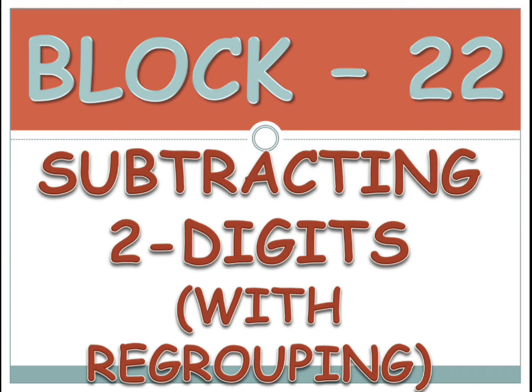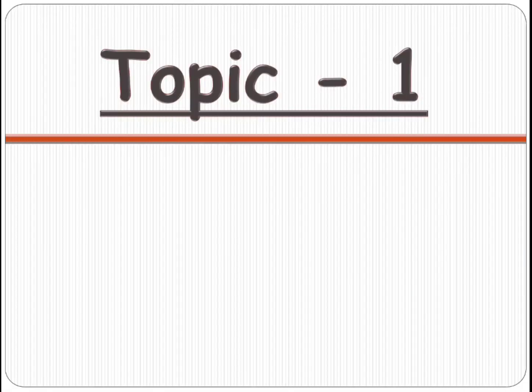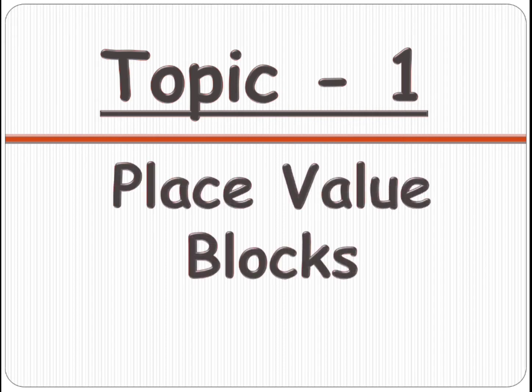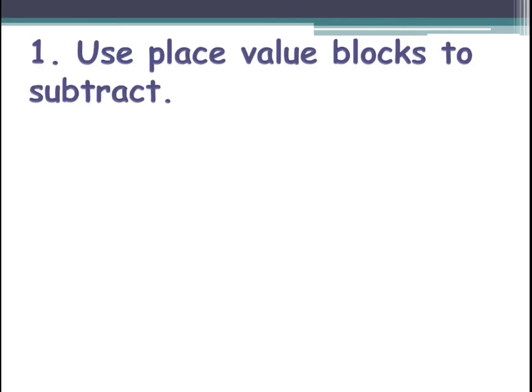Okay, children, so in this our first topic is subtracting using place value blocks. You already know how to use place value blocks, you know how to do the addition, and also you know how to do the subtraction, isn't it, children? So here we will do the subtraction using the place value blocks. The sum is: use the place value blocks to subtract. Okay, next, 84 minus 17.